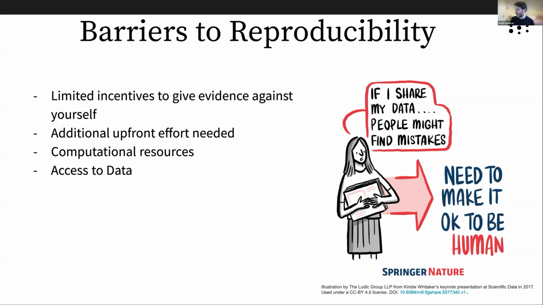So this image on the right is from a great talk that I highly recommend people check out from Kirsty Whitaker, where she talks about some of the barriers to reproducibility. And the big one, and the one that I think we could probably all relate to, is that there's limited incentives to give evidence against yourself. So people would plead the fifth and say, no, I'd rather not incriminate myself and share my work, because otherwise people will find my mistakes.